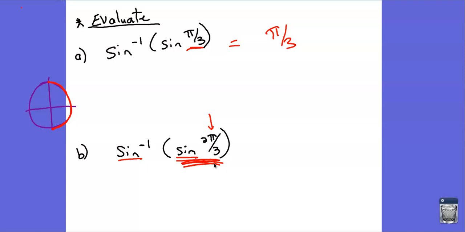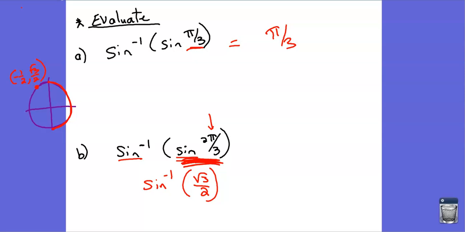So 2 pi over 3 is right here, and this is negative 1/2, square root of 3 over 2. And so sine would be square root of 3 over 2. So just focus on this: the sine of 2 pi over 3 is square root of 3 over 2. And now what I'm going to do is find the inverse sine of square root of 3 over 2.